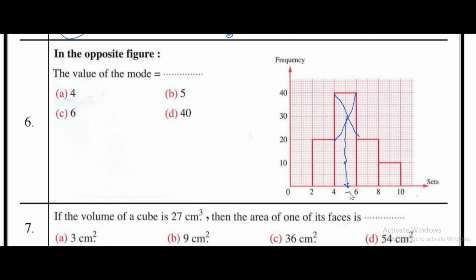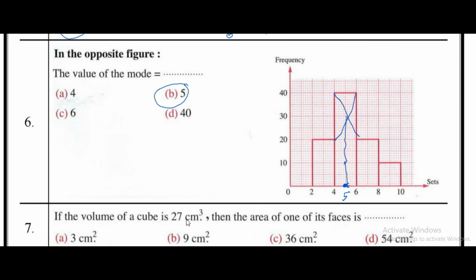Here is 5. The midpoint between 4 and 6 is 5. المود is 5. يعني هي واضحة اللي هي في نص أكبر ريكتانجل هنا في النص بتاعنا هنا يبقى ايه 5.